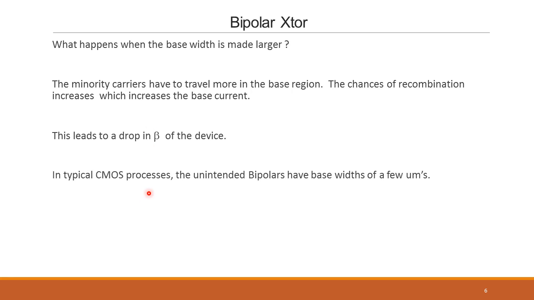In a typical CMOS process, unintended bipolars have base widths of a few microns. Beta of these devices is sometimes in single digits, sometimes 2 or lower. This is what I was talking about earlier. So some very good bipolars might have betas in the 50s or even 100s, but unintended bipolars in CMOS processes can have single-digit betas.